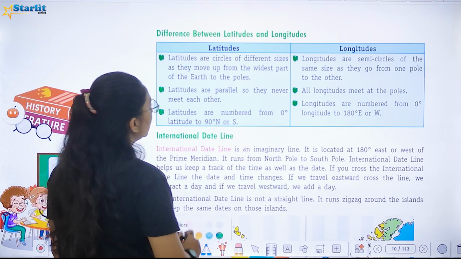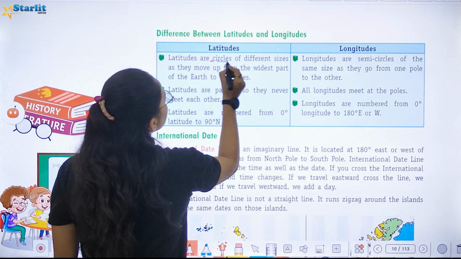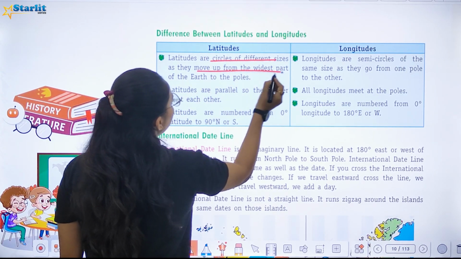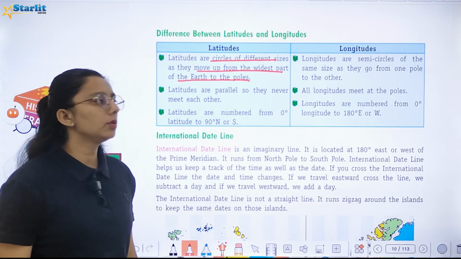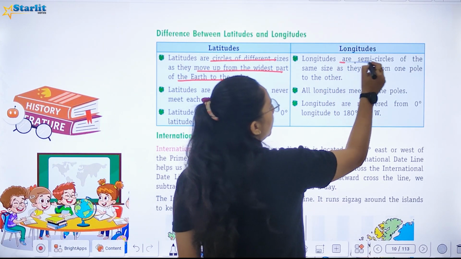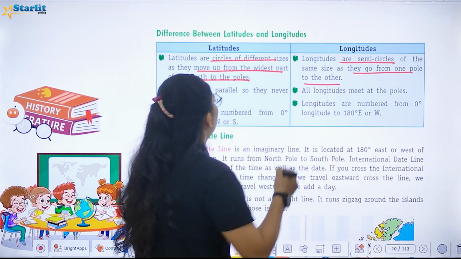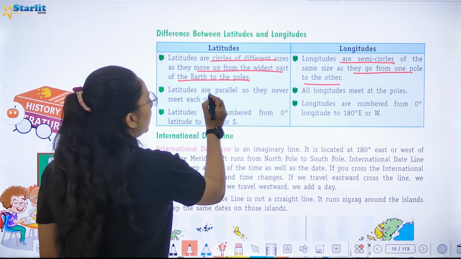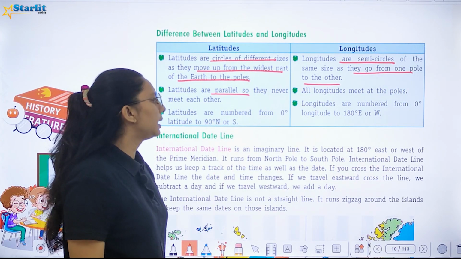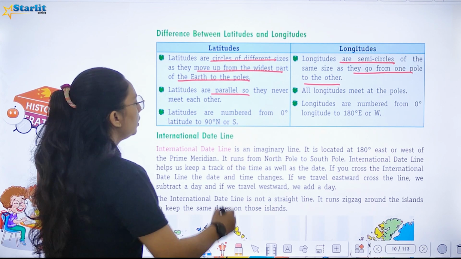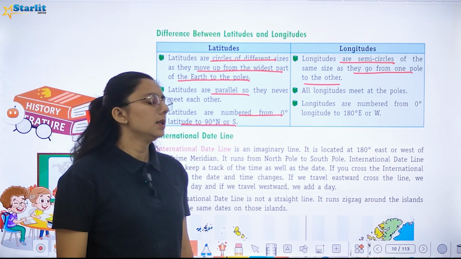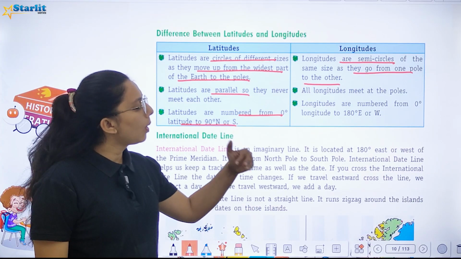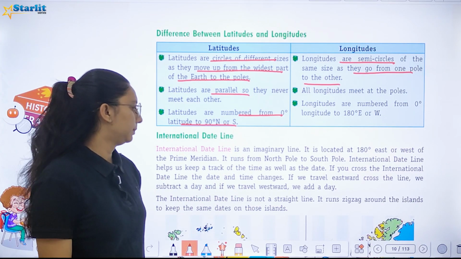Similarly, latitudes are circles of different size. They move up from the widest part to the poles. And longitudes are semicircles, and they go from one pole to another. Latitudes are parallel and longitudes meet at the poles. Latitudes are numbered from 0 degree to 90 degree north and south, and longitudes are numbered from 0 degree longitude to 180 degree east or west.